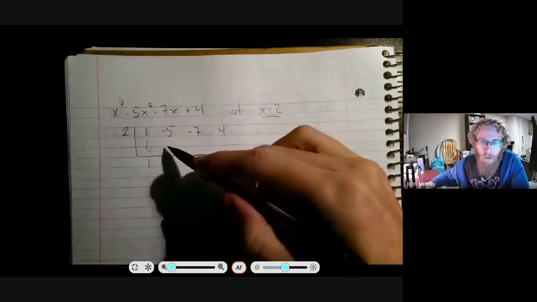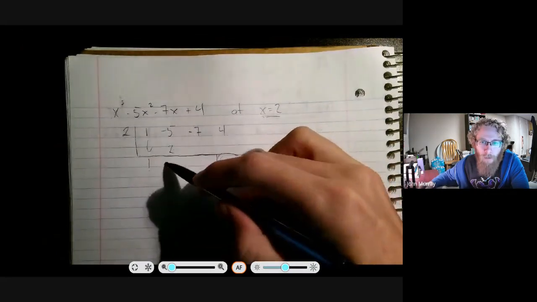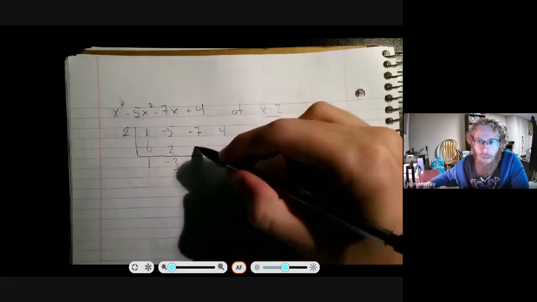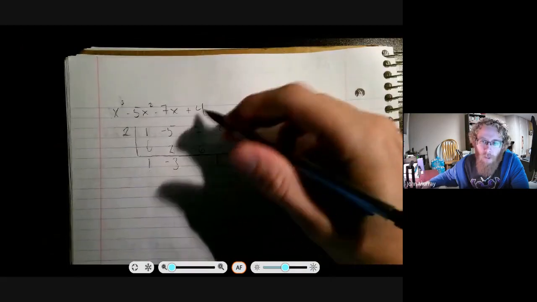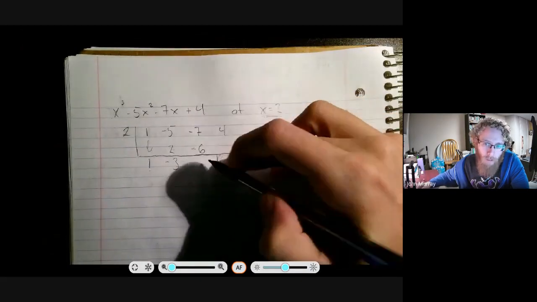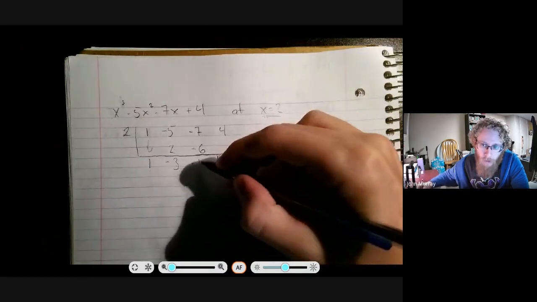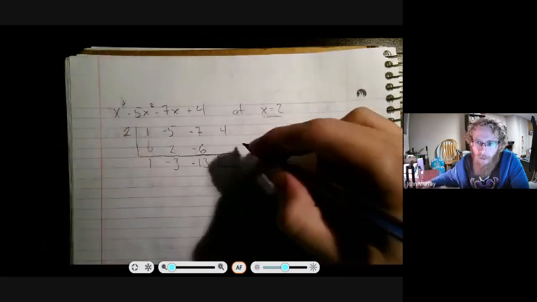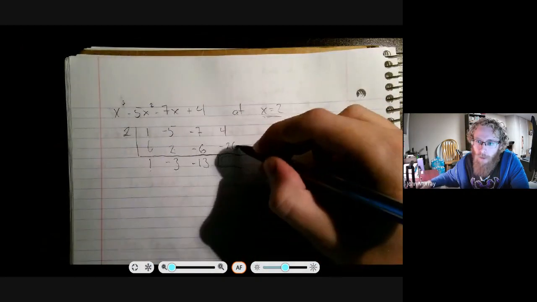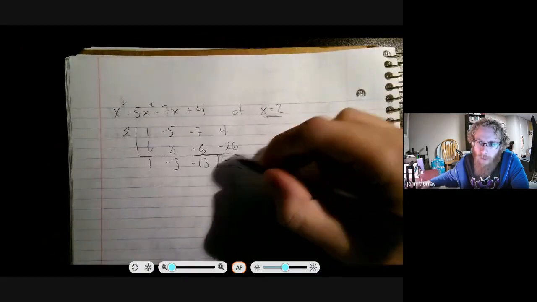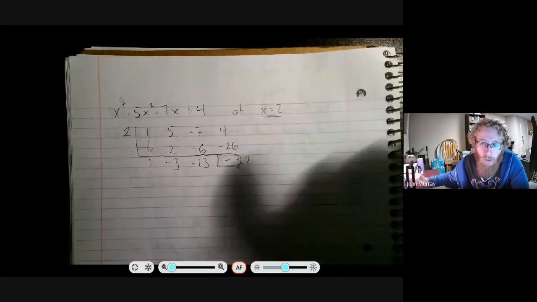2 times 1 is 2. -5 plus 2 is -3. 2 times -3 is -6. Be careful here. We are adding two negative numbers, so we're going to get an even larger -13. 2 times -13 is -26. 4 plus -26 is -22.